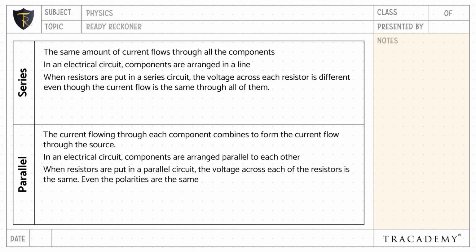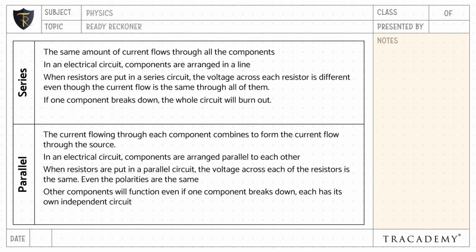In a series circuit, if one component breaks down, the whole circuit will burn out. Whereas in a parallel circuit, if one component breaks down or doesn't function, the other components will function, as every component acts as an independent circuit.